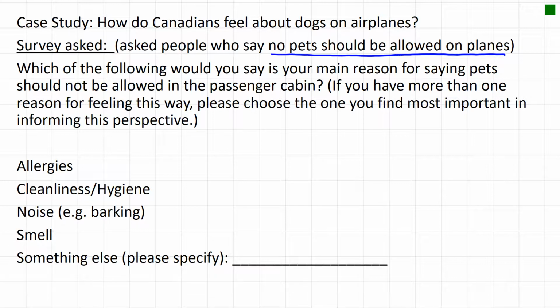If you have more than one reason for feeling this way, please choose the one you find most important in informing this perspective. And they give you 4 options or 5 options: allergies, cleanliness and hygiene, noise, smell, and something else. So this is an example of an open-ended question, because they give you this option right here. So it has options for everybody, and that's what makes it a good multiple choice question.